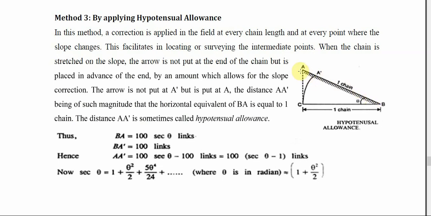So this represents a sloping length of one chain, but the peg is not put at A dash, it is put at A, because the horizontal projection of BA will represent one horizontal chain length. Now this A dash is called the hypotenusal allowance, and this distance is calculated prior to the survey conducted.